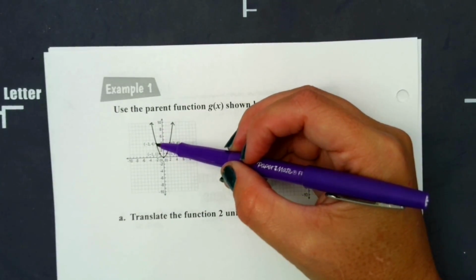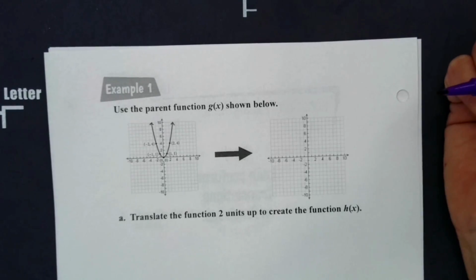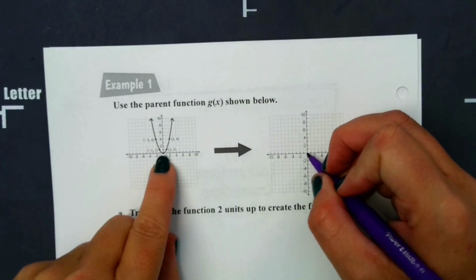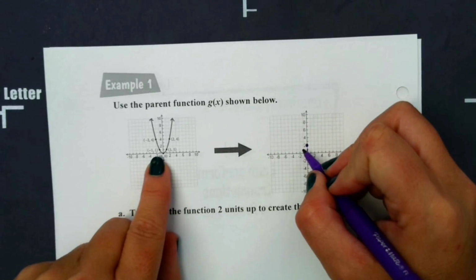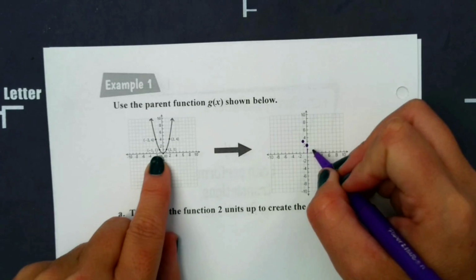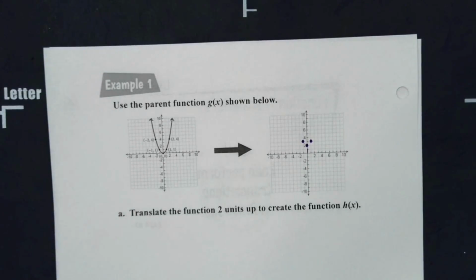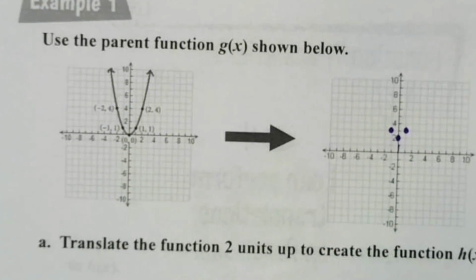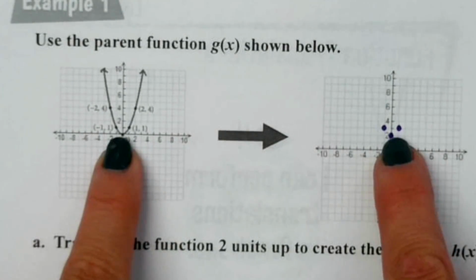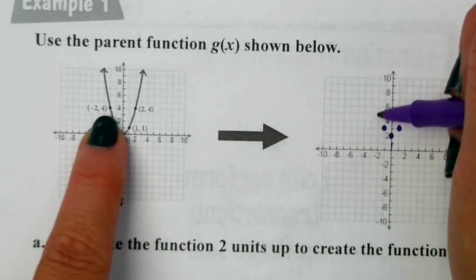So see all these points? What am I going to do with them? Move them up how many? 2. That's all I'm going to do. So this one, I'm going to move up 1, 2. This one was right here. I'm going to move it up 1, 2. Is everyone seeing what I'm doing? Maybe I need to zoom in a little bit more for you, too. So I'm just taking all these points and I'm moving it up 2. So this one was negative 2, 4, so I'm going to move it up 2.